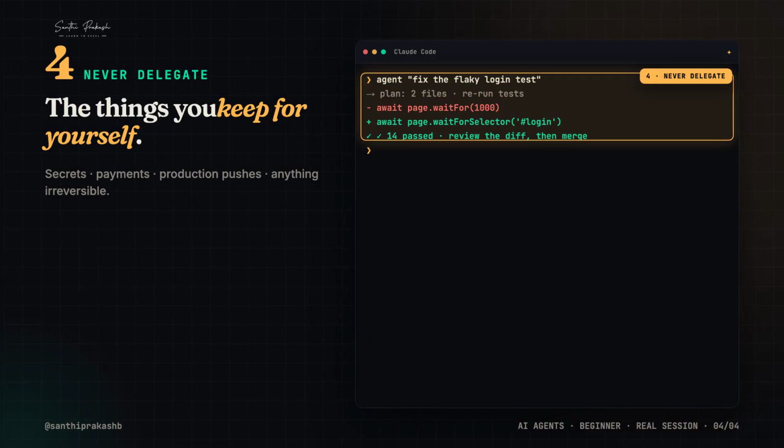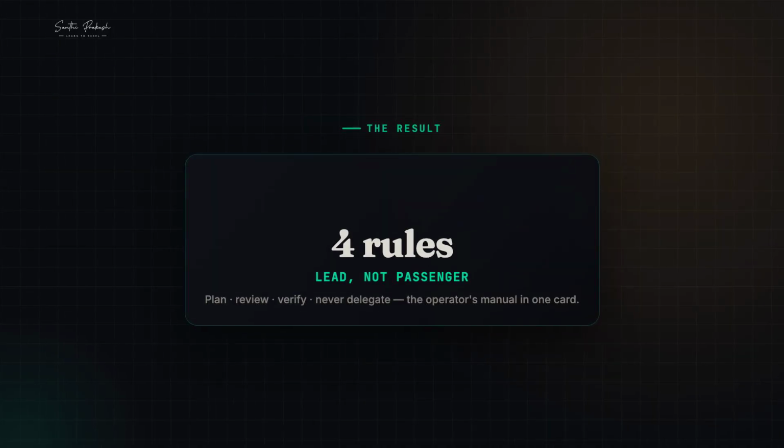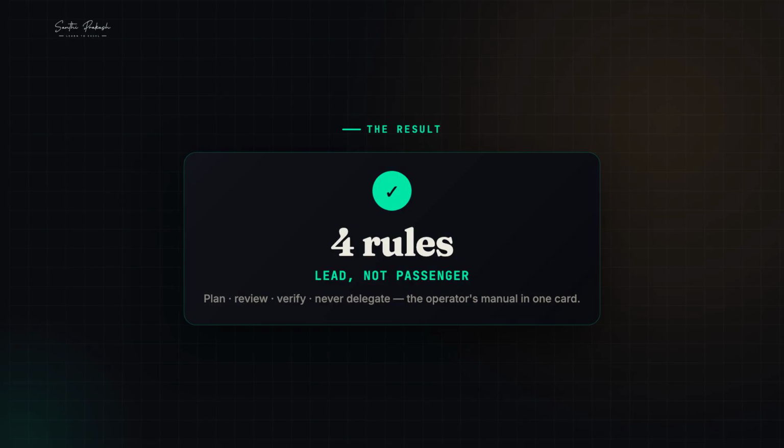The frame again: an agent is an intern. You don't hand an intern the company card, the root password, or the roadmap. You hand it a task, a review, and a clear line. So the operator's manual in one card: plan first, review every diff, verify yourself, and never delegate the irreversible. Agents are genuinely useful. They'll finish tasks you'd otherwise postpone, but they're tools with a lead, not replacements for one. Run these 4 rules, and the agent becomes your fastest junior dev instead of your riskiest one.